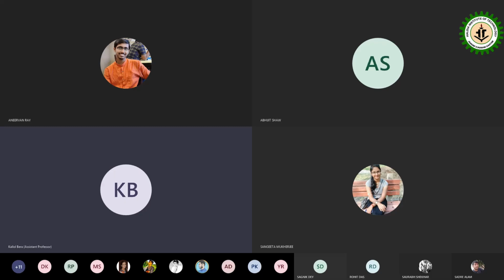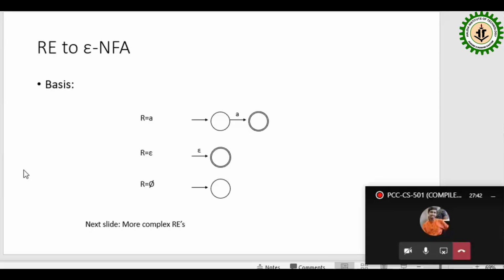Now, today's class starts from the end of the previous class. That means here, how to convert a regular expression to a null NFA. That means conversion of a null NFA from a regular expression. You already know about this from finite automata in the previous semester. You already read those basic things: how to get the null NFA from a regular expression.